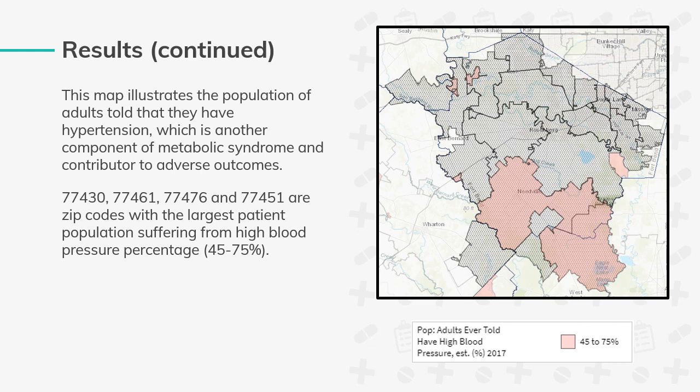This map shows the zip codes with adults who were told they have hypertension. This is also another condition under metabolic syndrome. As you can see, many of these same zip codes are repeating. When it comes to presence of chronic conditions, some underserved areas have a prevalence of 45 to 75% of hypertension.